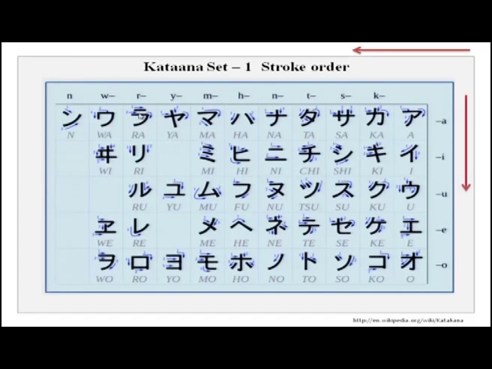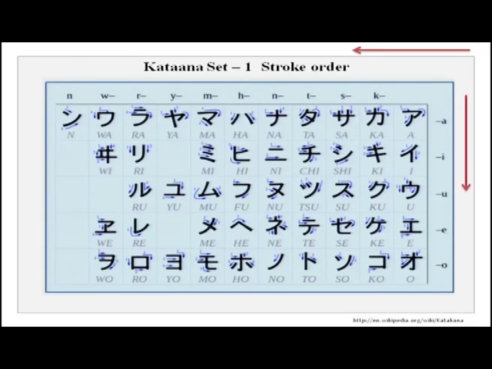Then you have ra, ri, ru, re, ro, wa, o and n. Now, this o and this o, for both hiragana and katakana, have a different meaning. This is a vowel and this is used as a particle in the language. Now, we will talk about particles also, but a little later. For the time being, you could just keep it in mind that o over here is used as a particle and not this o, but the o in hiragana. Please remember that.